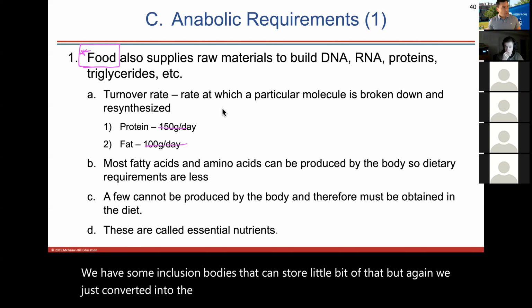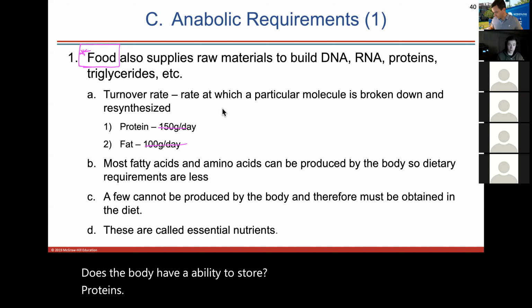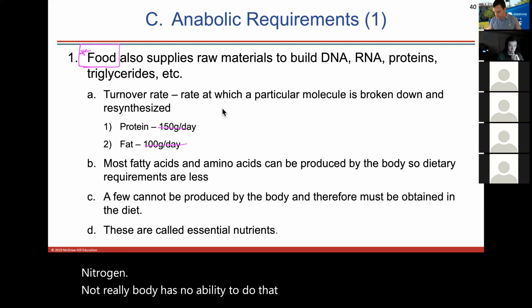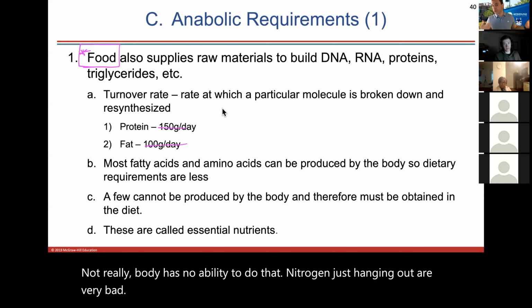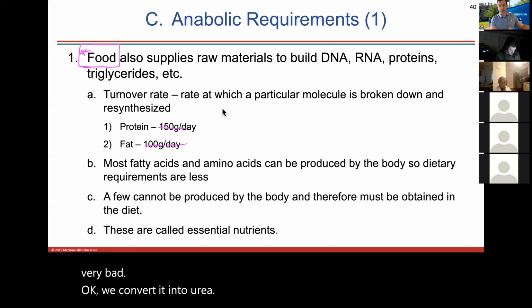Okay. Does the body have an ability to store proteins? Nitrogen? Not really. Body has no ability to do that. Okay, nitrogen just hanging out is very bad. Okay, we convert it into urea, and you pee it out.